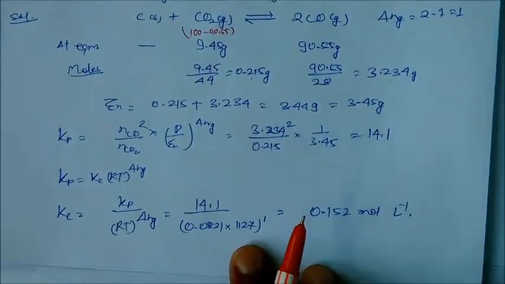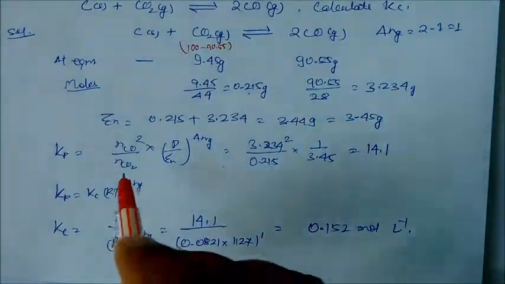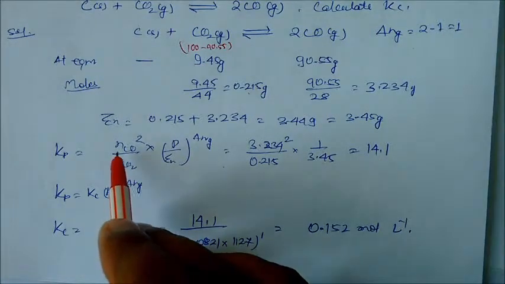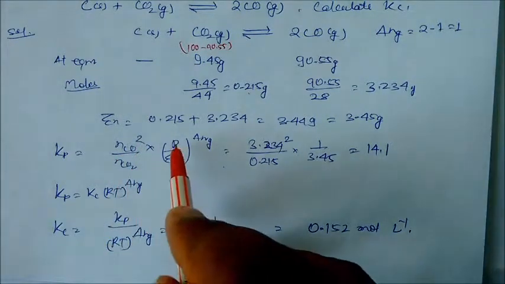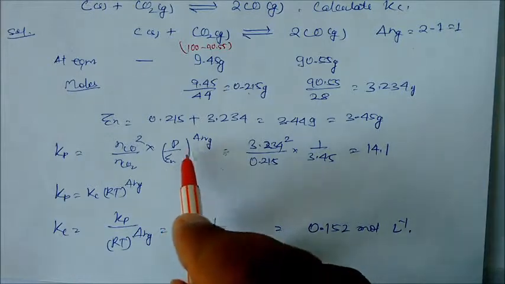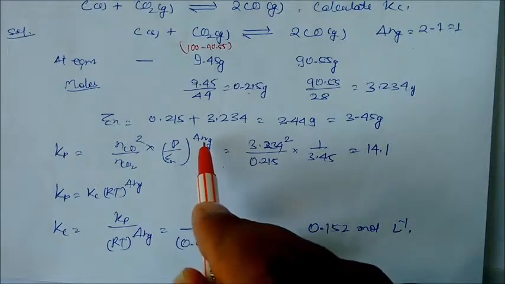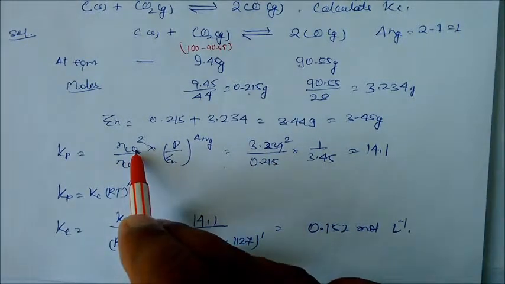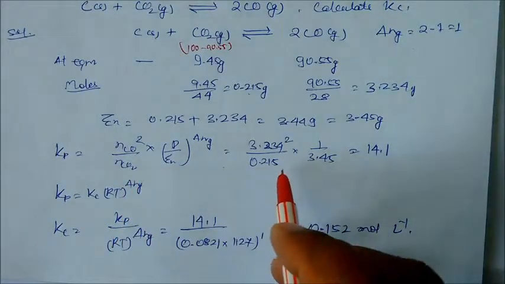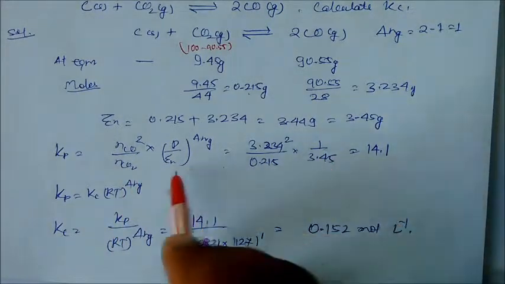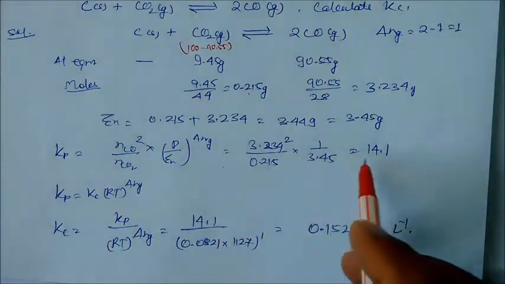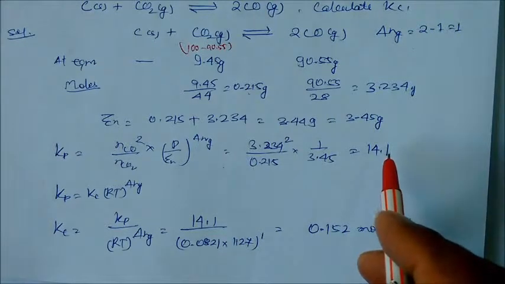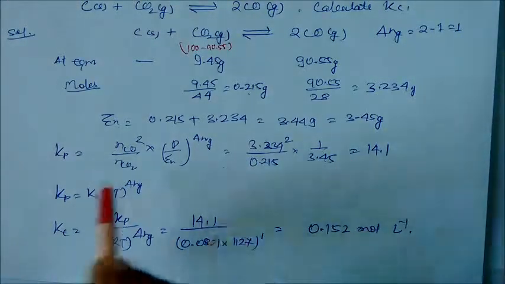Now use the term Kp. Kp is equal to moles of carbon monoxide squared divided by moles of carbon dioxide, times P to the power delta Ng. In delta Ng we know the moles of carbon monoxide and moles of carbon dioxide, divided by 1 by 3.45, which is the total moles. So you will get the answer 14.1. So this is the Kp, we know that.